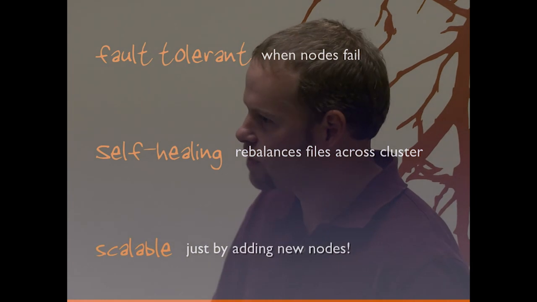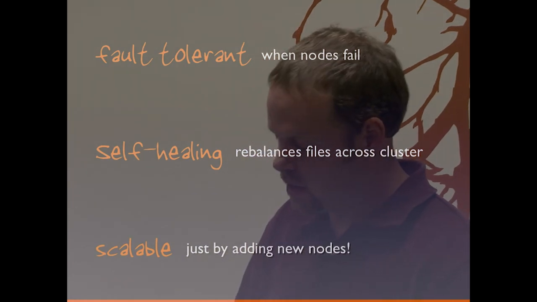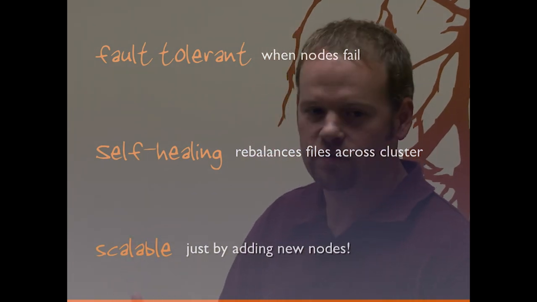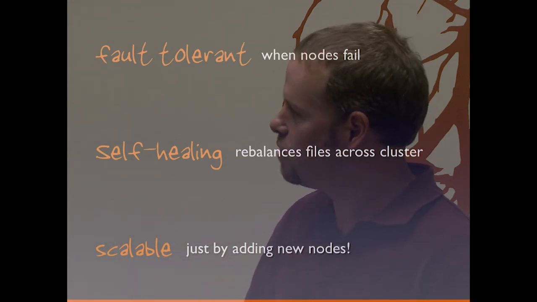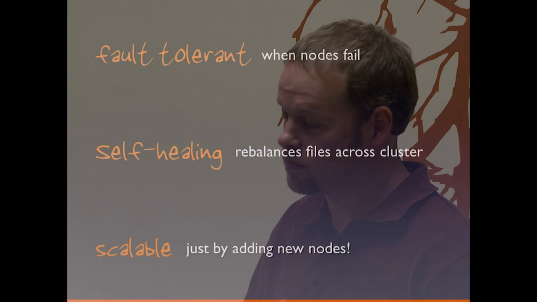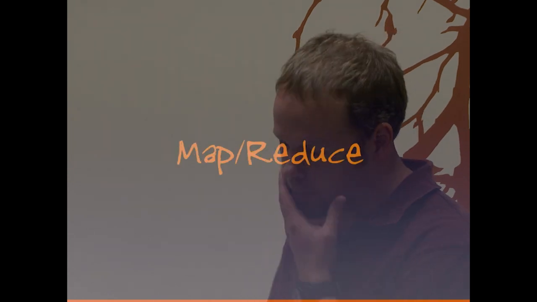And as I mentioned before, you scale out, not scale up, just by adding new nodes. We have 4 racks right now, 32 machines. We're getting 9 more racks in addition to that. So that will just give us more data storage and more processing power.